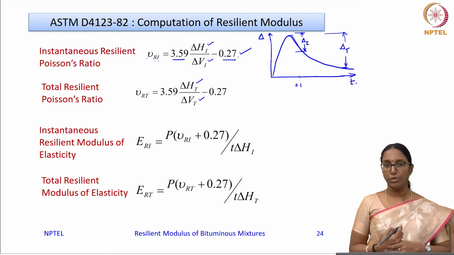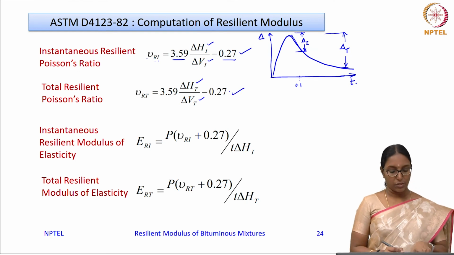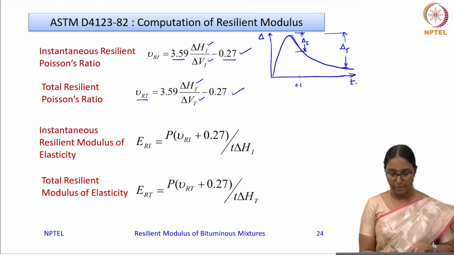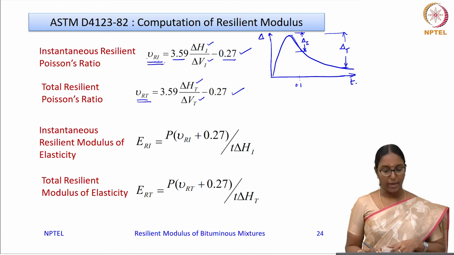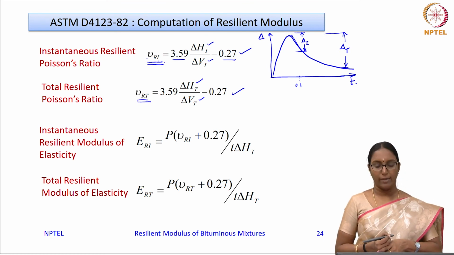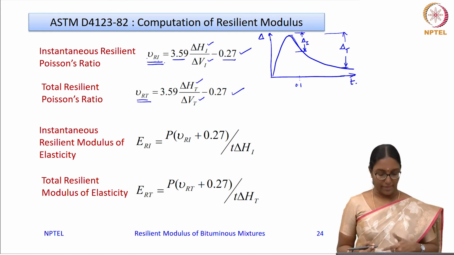So, based on the total recovery, you can get a Poisson's ratio which is termed as the total resilient Poisson's ratio, nu RT. So, once you get your nu Ri and nu RT, you can get two resilient modulus values. One is the instantaneous resilient modulus and the other one is the total resilient modulus.